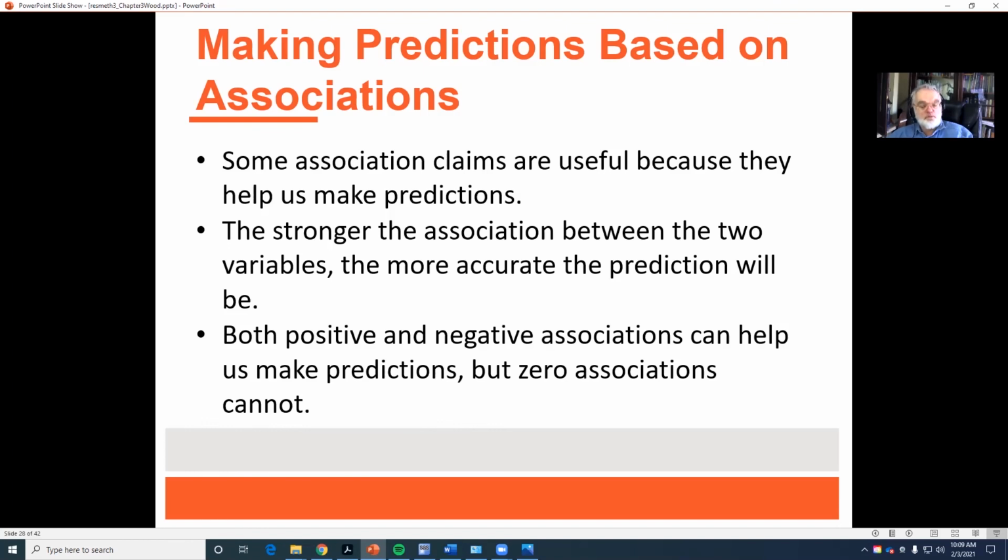So when we're looking at two continuous variables, some association questions are useful because they help us make predictions. So I might look at high school core GPA. That's your grade point average in high school on the basis of all of the classes that you took that were required for admission to the university system. And we then look at the relationship with college grades. That's a prediction we make.